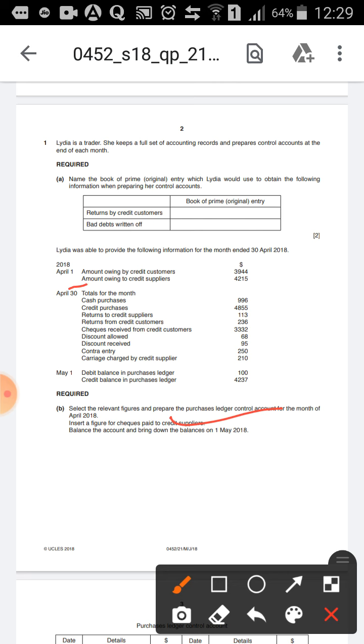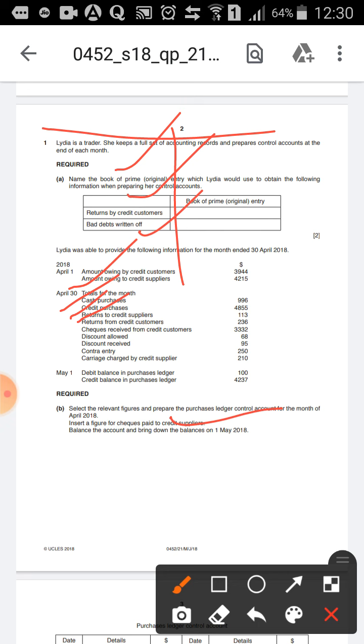See, credit amount owing to credit suppliers. This will be the opening balance of purchase ledger control, which you will write on the debit side. And cash purchases, it is purchases to cash, so cash is credited, so we will write it on the debit side. Credit purchases, it is purchases account debit to trade payables or sundry creditors. Since sundry creditors is credited, we will write it on the debit side.